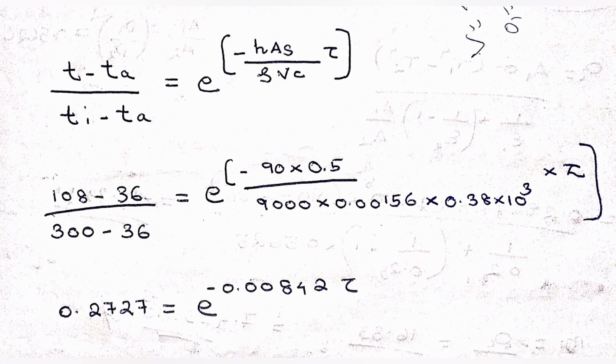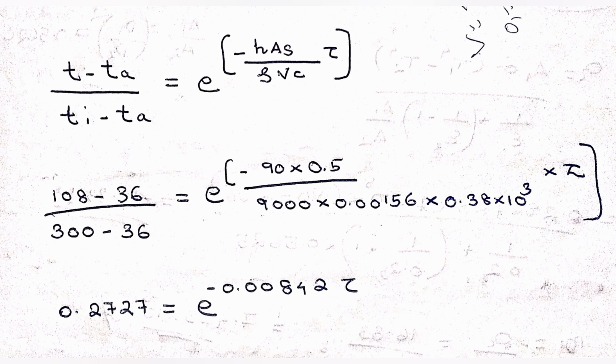In the question it is said to calculate the time required for the plate to reach the temperature of 108 degrees Celsius. So therefore T is 108. The question also said that it is suddenly cooled to 36, so that is the ambient temperature. Divided by initial temperature, which is 300, minus ambient temperature, is equal to e raised to minus convective heat transfer coefficient h, which is given as 90, into surface area we have calculated, divided by density, given as 9000, volume we have calculated, and specific heat, which is given in kilojoules, so we have to convert it into joules, into tau.